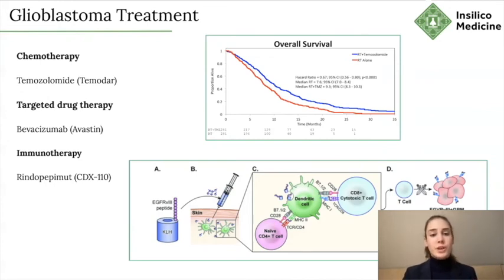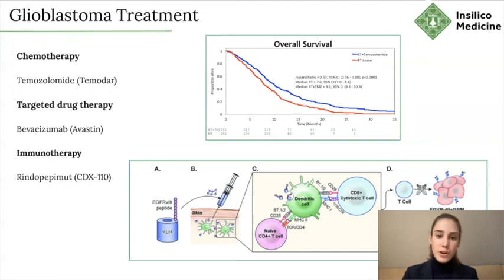So from chemotherapy, the most well-known one is temozolomide, also known as Temodar, and this is an alkylating agent which destroys DNA in glioblastoma cells. And from the attached Kaplan-Meier graph, you can see that the overall survival increased for those taking the drug. And although it seems that just by a little, the years of added life are still significant.